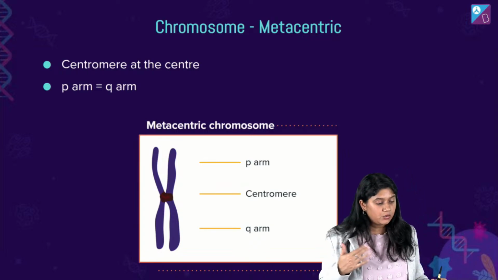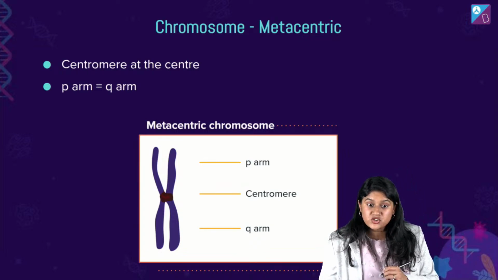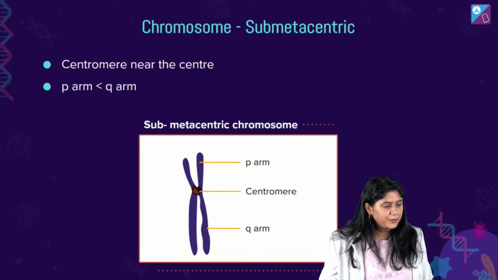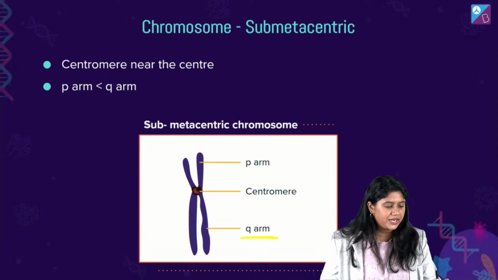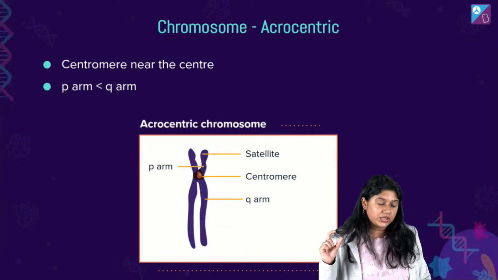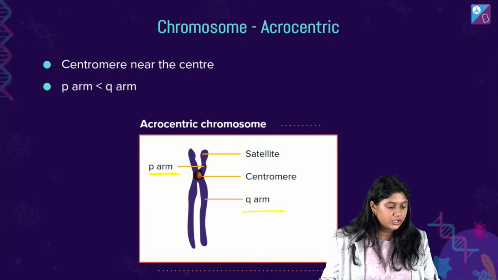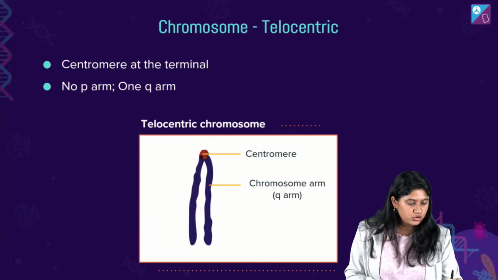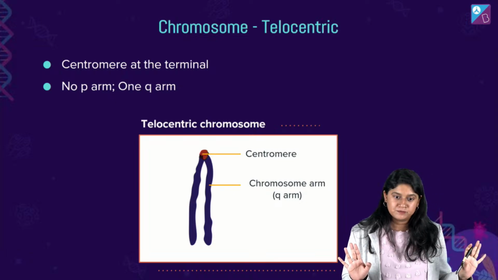Yes, P arm and Q arm are equal in the metacentric. Then we have submetacentric, जहाँ पे थोड़ा सा Q arm ज्यादा बड़ी है और P arm से, P arm थोड़ी छोटी है, P arm देख रहे छोटी होती जा रही है, Q arm बड़ी है definitely, and यहाँ पे तो P arm है ही नहीं, छोटी सी भी नहीं है, there is no P arm.